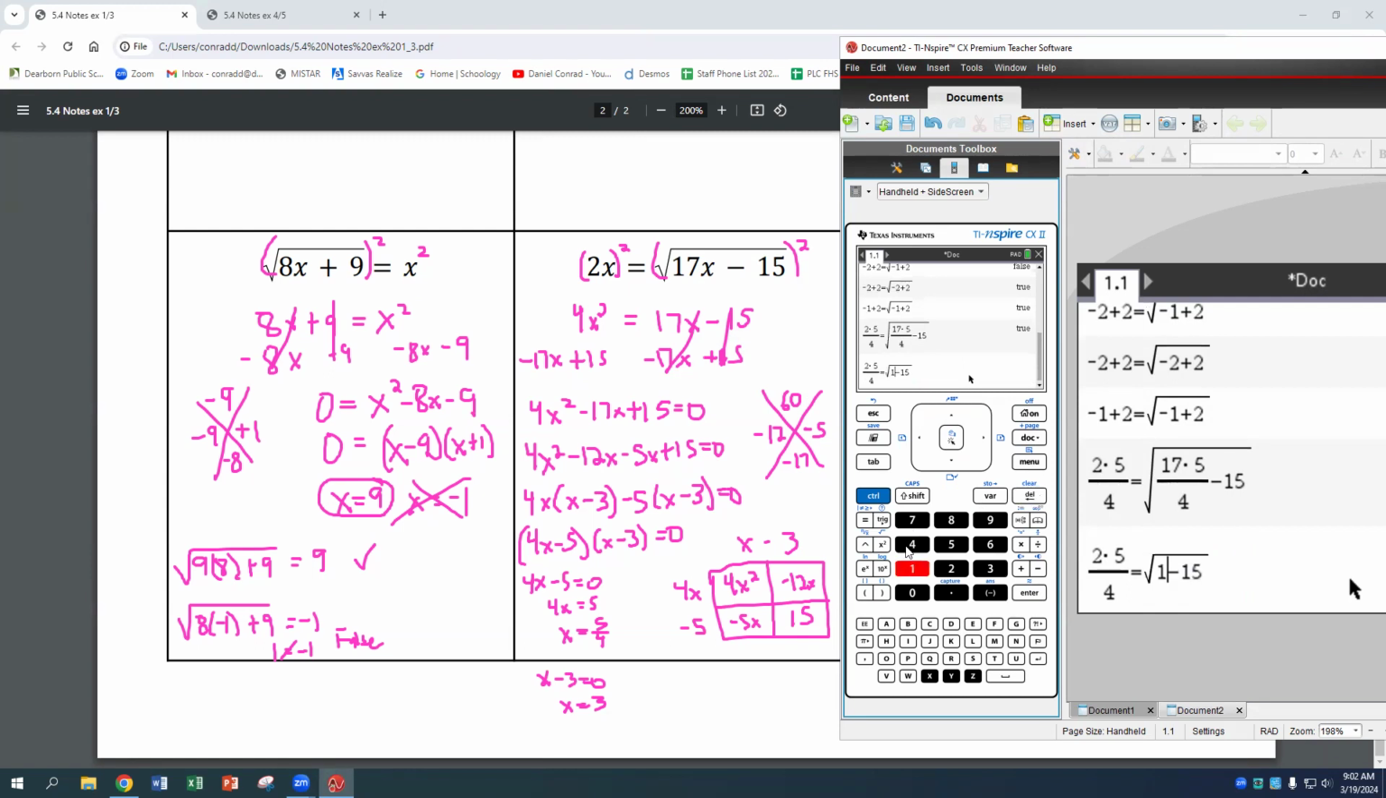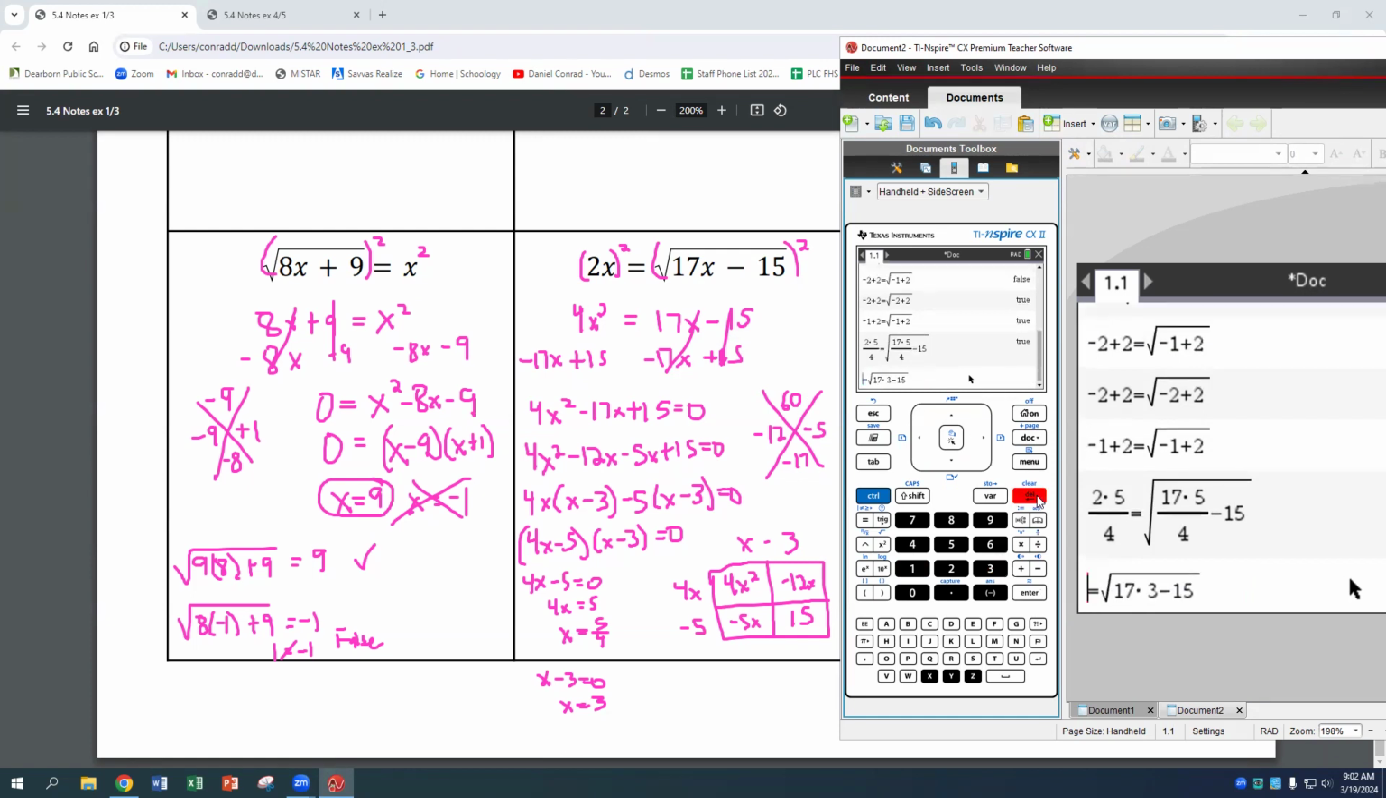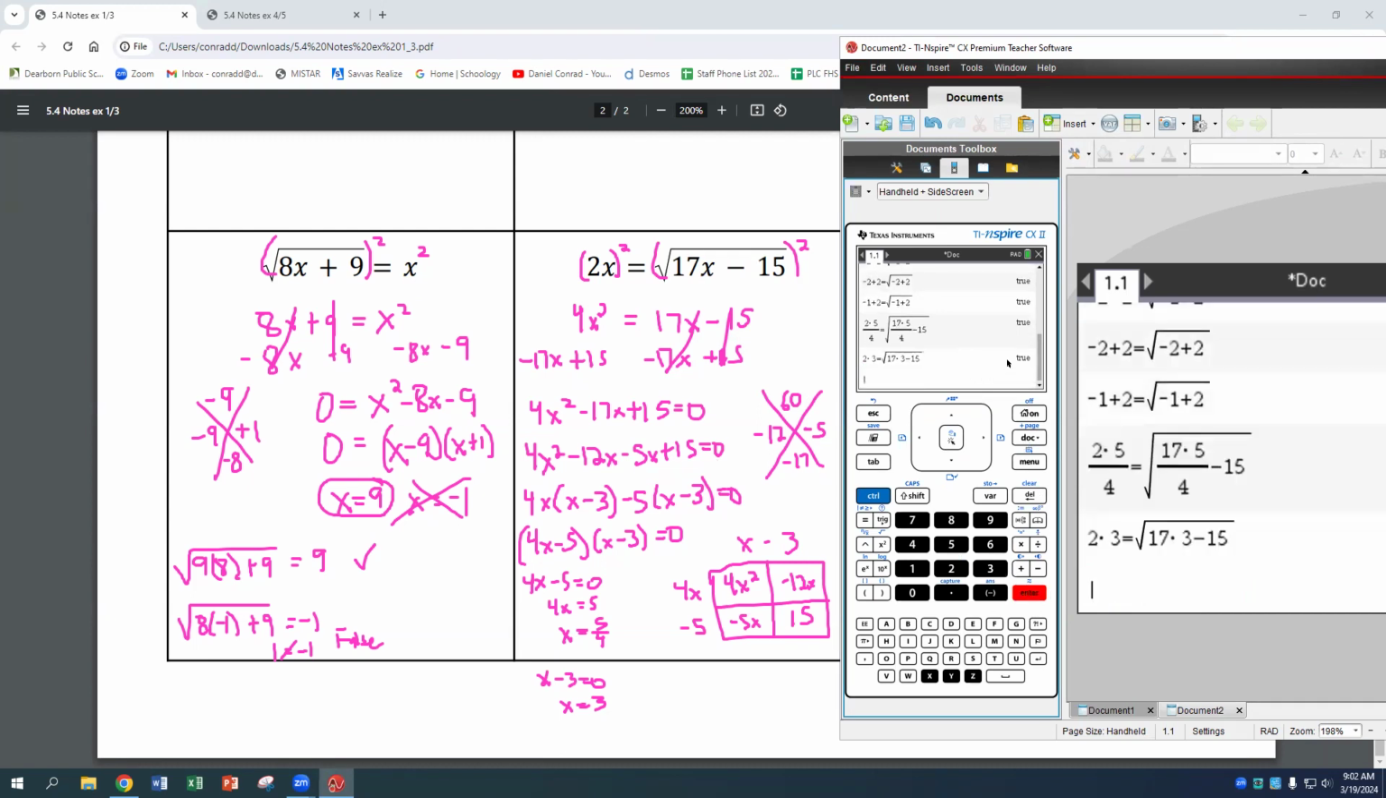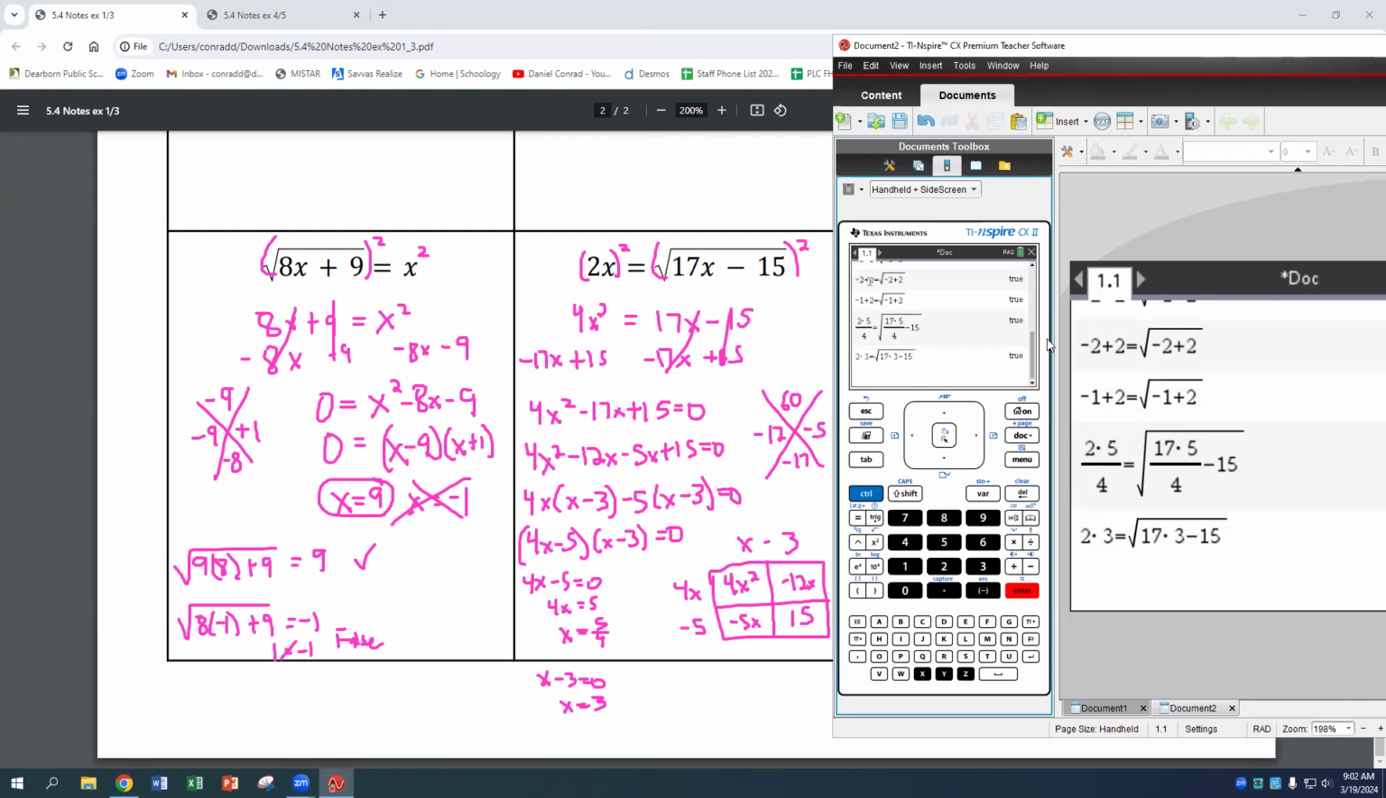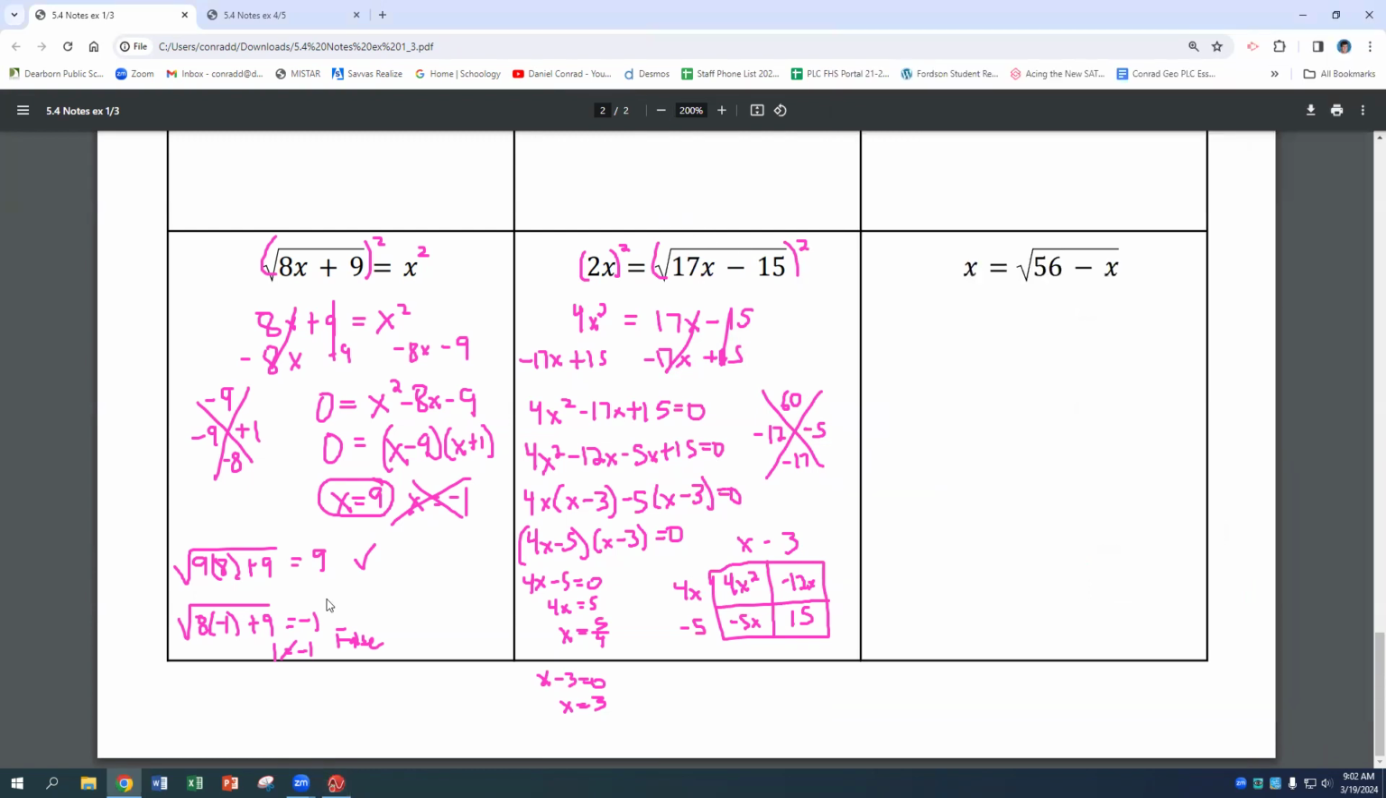Let's do 17 times 3. And over here, this would be 2 times 3. That would give me true as well. So both of these answers gave me true. They both gave me true. So they both work.